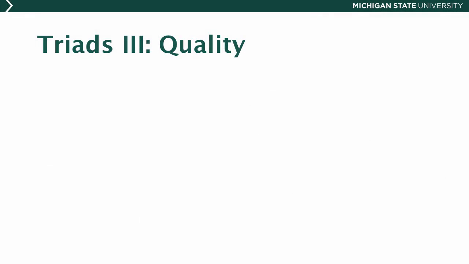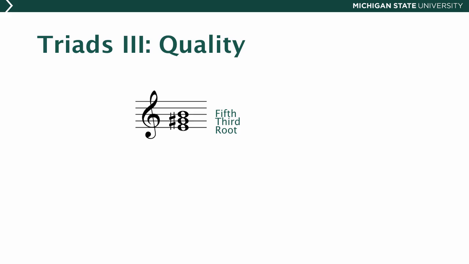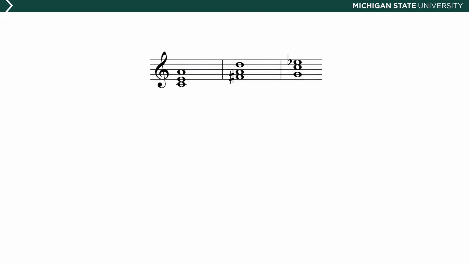Welcome back. In the last lecture, we defined triads as three-note chords that are created by stacking notes that are a third apart. We said that the three notes are called root, third, and fifth. The inversion of the triad is determined by the lowest note, which is called the bass note. If the root is the bass note, the triad is in root position. If the third is the bass note, the triad is in first inversion. If the fifth is the bass note, the triad is in second inversion.